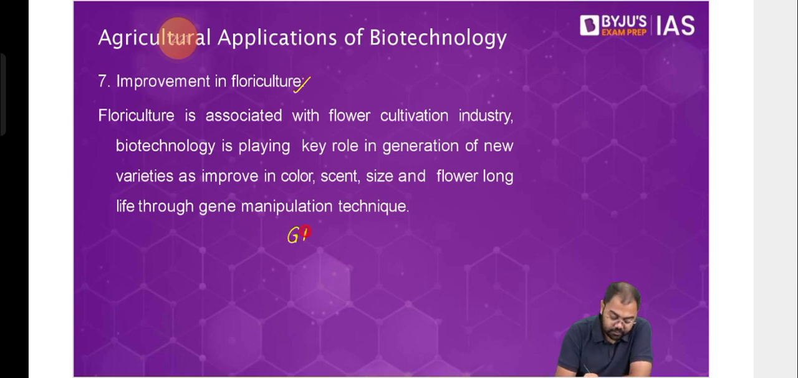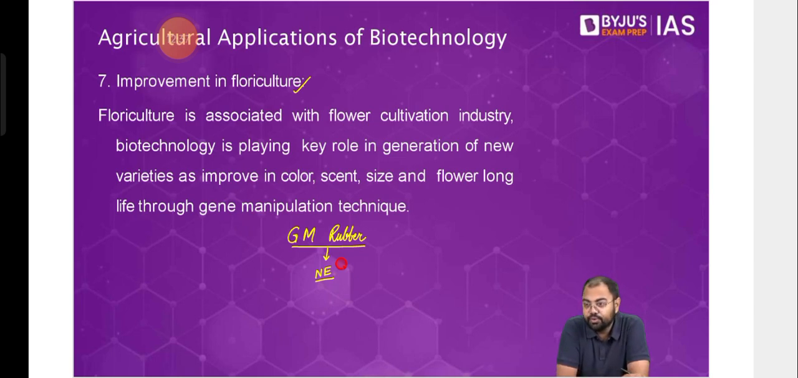Similarly, we see that recently, last year, GM rubber was also in news. In case of GM rubber, this is a kind of rubber that we want to grow in the northeastern states, especially in Assam and in Arunachal Pradesh and parts of Meghalaya. So that central part of northeastern India, this is basically where we want to grow GM rubber.